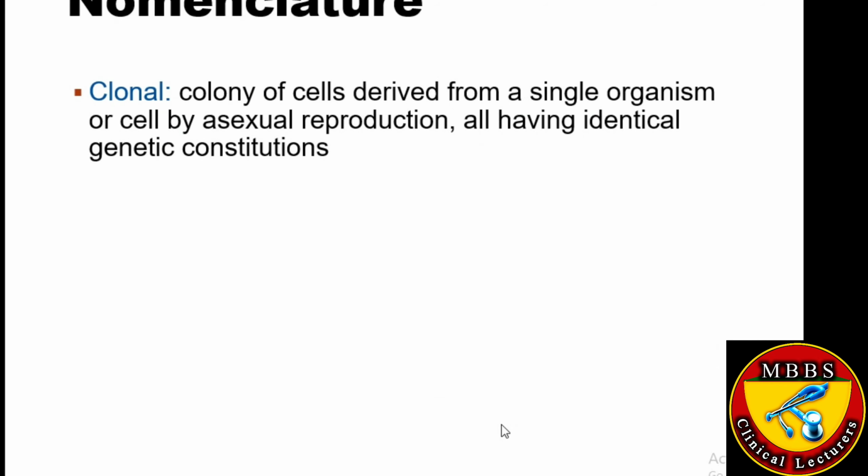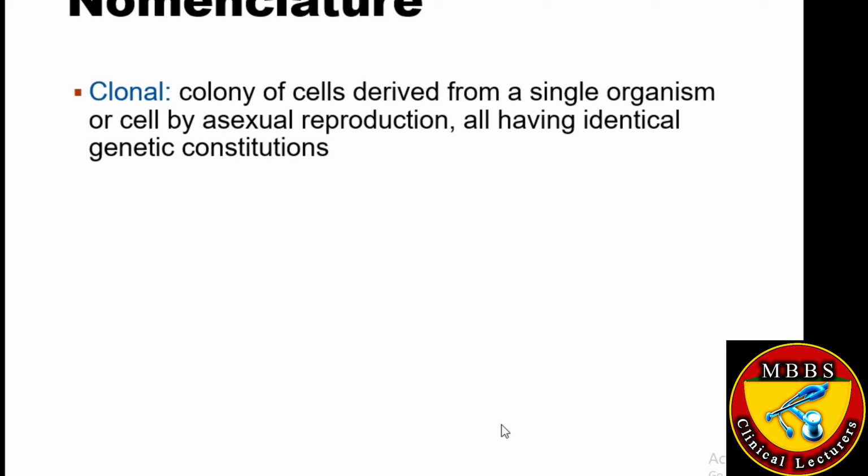So, some more terminologies. Clonal. Clonal is a word that is derived from colony. The colony of a cell is derived from a single organism or cell. For example, if it is an adenocarcinoma, the cell is being derived from the glandular architecture. And it is derived by asexual reproduction, that is cell division. There is no sexual division that occurs. All having identical genetic construct.